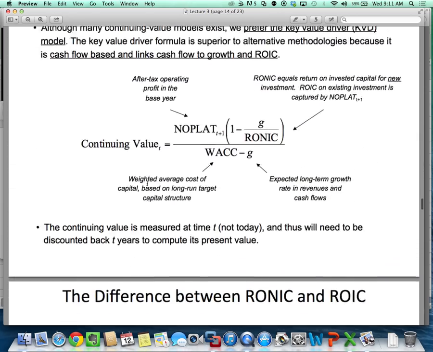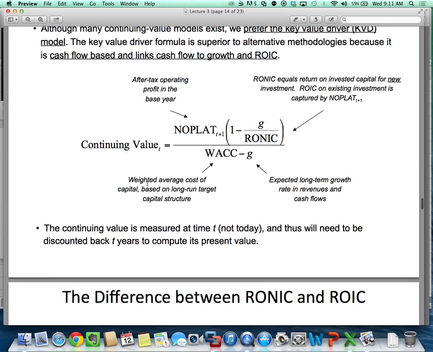It is the key value driver equation. So basically, to do continuing value, we said we were going to use the key value driver equation, which is the rearranged growing perpetuity formula. Okay? So we need 4 things to do the key value driver equation.